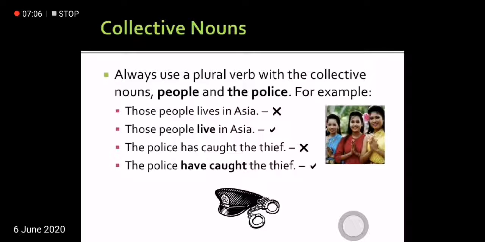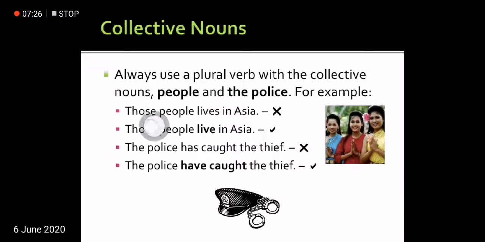So if you hit the word here police, you might remember that it might remind you of the video where we did singular and plural, and I told you at that time that police is always considered as plural.